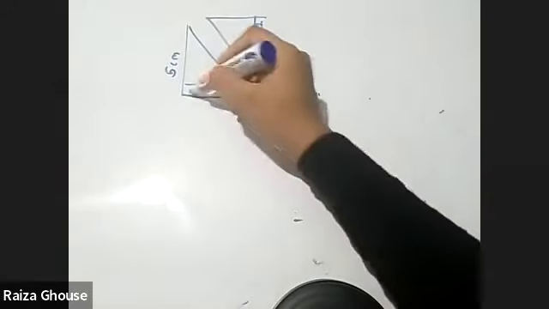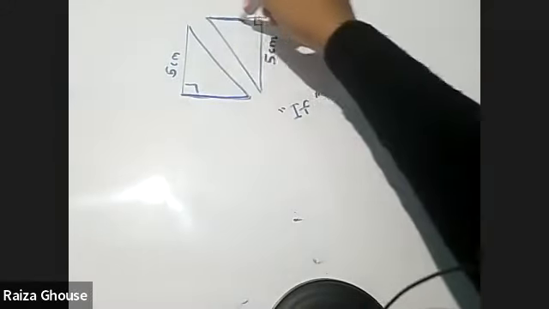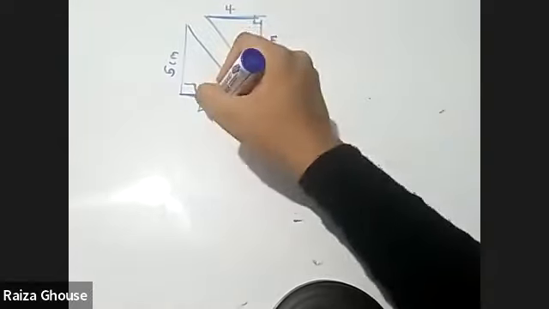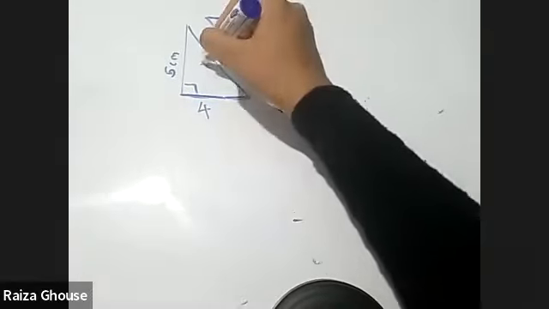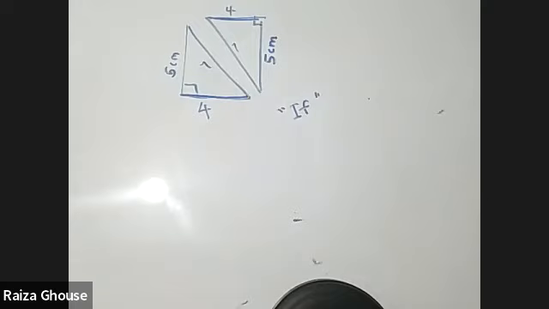corresponding means this base is this base. This is 4, this is also 4. If this is 5, this is 5. If this is 7, this is 7. Can you understand? So corresponding sides are equal. Is that clear?